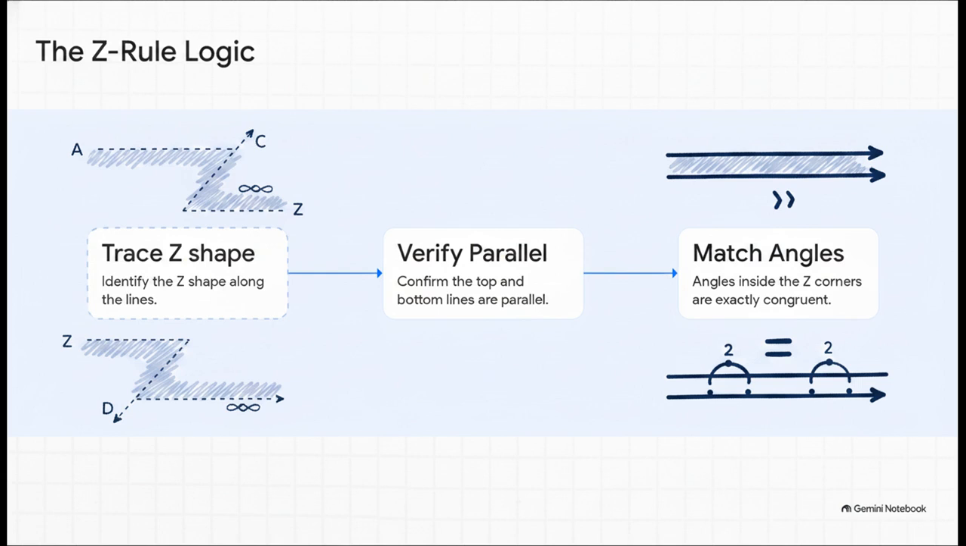So let's break down the mental steps. Step 1, trace the Z-shape along the parallel lines and the transversal. Step 2, confirm those top and bottom lines of the Z are actually parallel. Step 3, conclude with absolute certainty that the angles tucked inside the corners of that Z are exactly congruent. It works every single time, a real game changer.